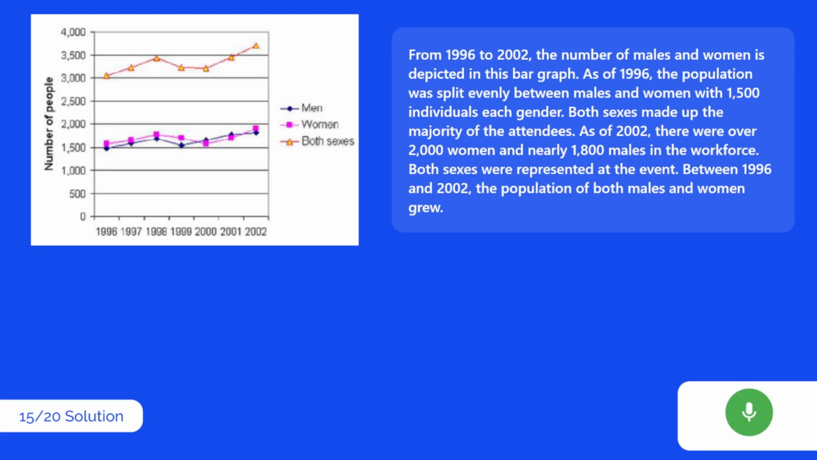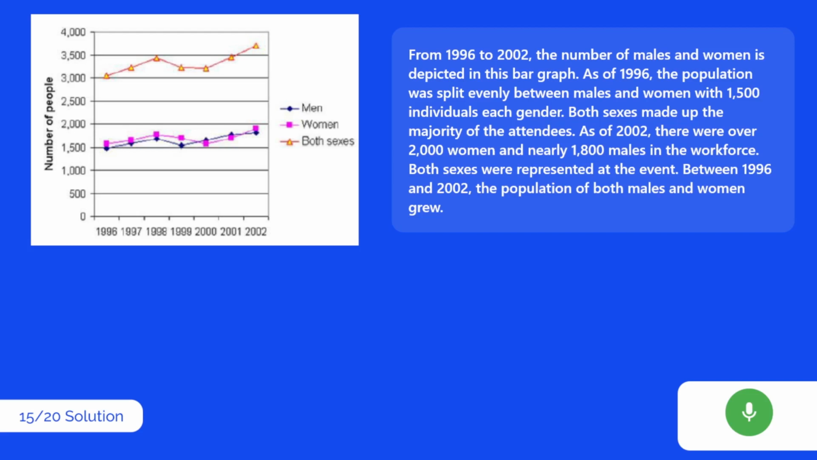From 1996 to 2002, the number of males and women is depicted in this bar graph. As of 1996, the population was split evenly between males and women with 1,500 individuals each gender. Both sexes made up the majority of the attendees.